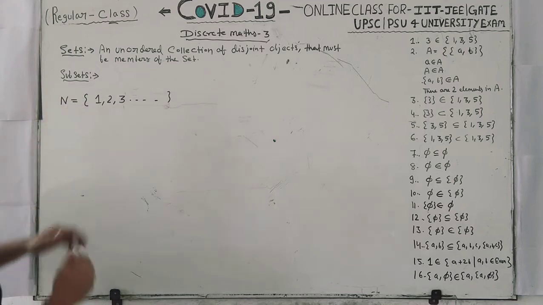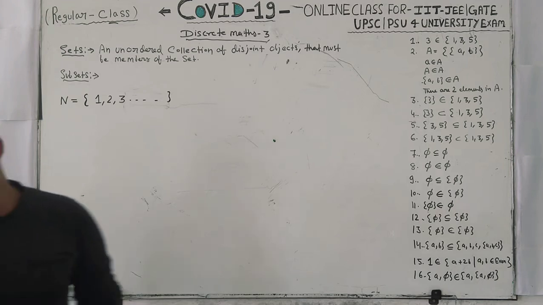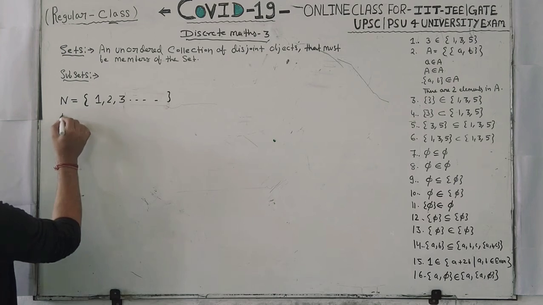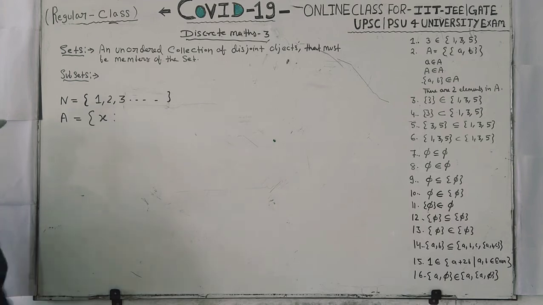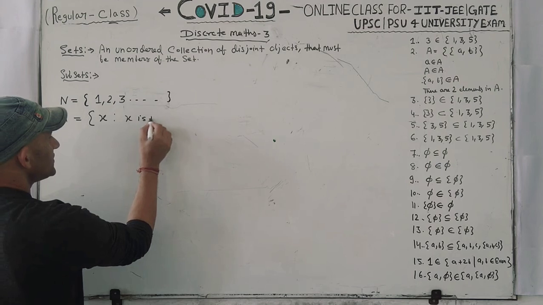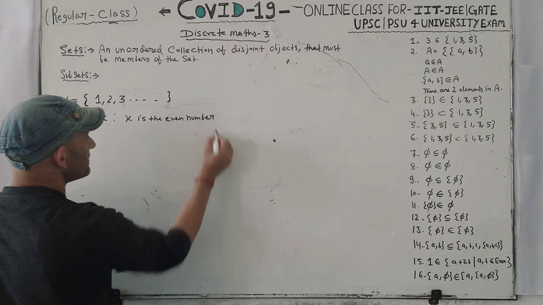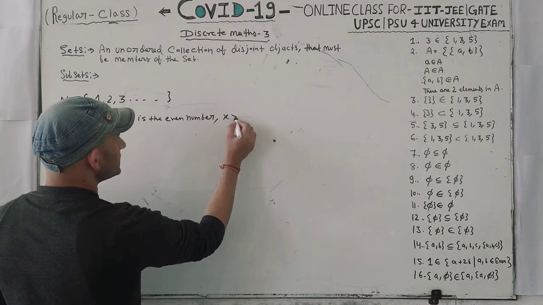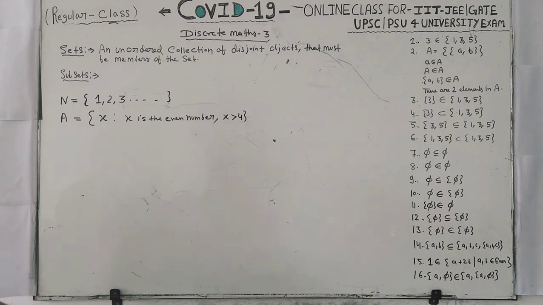So we represent the set with the help of braces. The second representation of a set is, suppose I take A is equal to x such that x is an even number and x is greater than 4. So this is the way to represent a set.